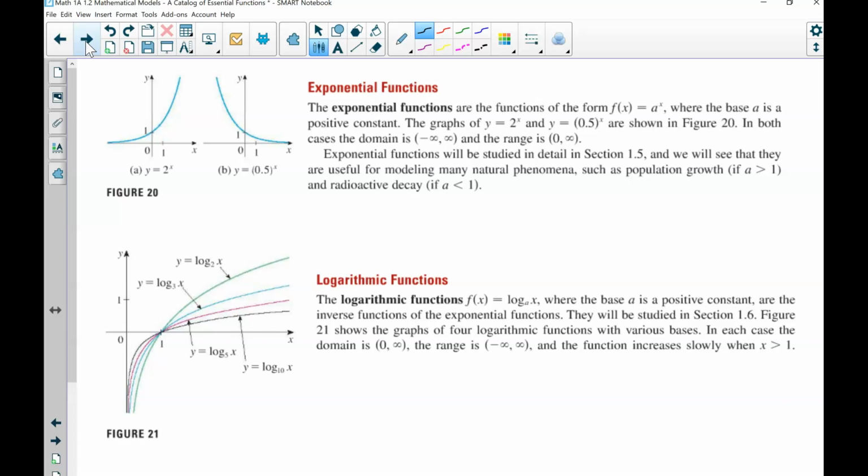And then we also have logarithmic functions. A logarithmic function, f of x equals log base a of x, where the base a is a positive constant, is the inverse function of the exponential function. They will be studied in section 1.6, and figure 21 shows the graphs of four logarithmic functions with various bases. In each case, the domain is 0 to infinity, and the range is negative infinity to infinity. And you can see that the function increases slowly when x is greater than 1.